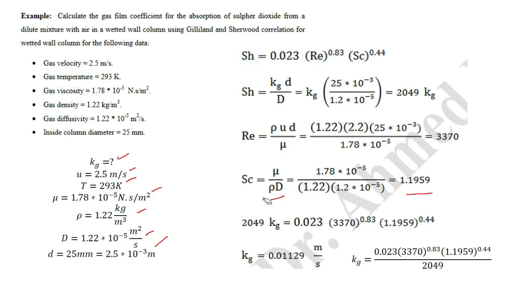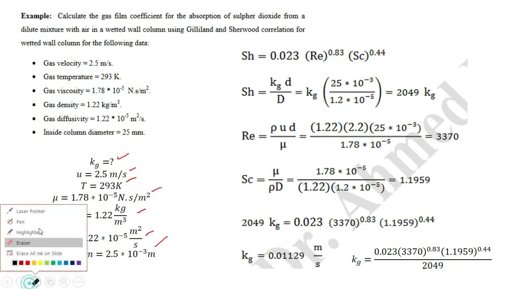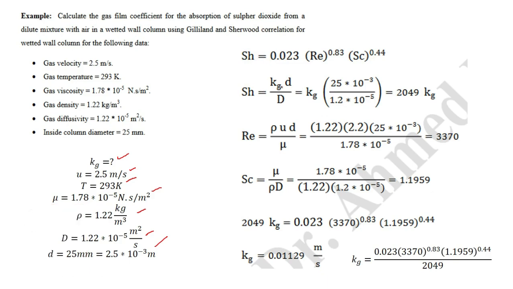In another way, you know Sherwood number is equal to kg over D into d over capital D, where d is diameter 2.5 into 10 raised to power minus 2, and capital D is 1.22 into 10 raised to power minus 5. Just do the division. When you divide 25 into 10 raised to power minus 3 by 1.22 into 10 raised to power minus 5, you will get 2049 into kg. Reynolds number is equal to rho d u over mu. Put the values, you will get Reynolds number. Schmidt number, just put the values, you will get the Schmidt number.